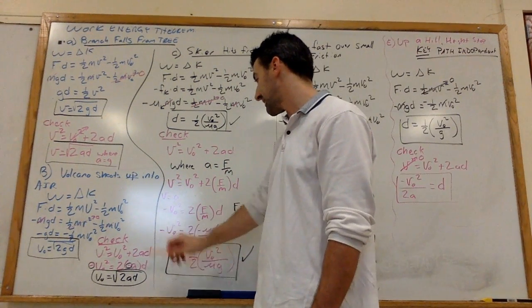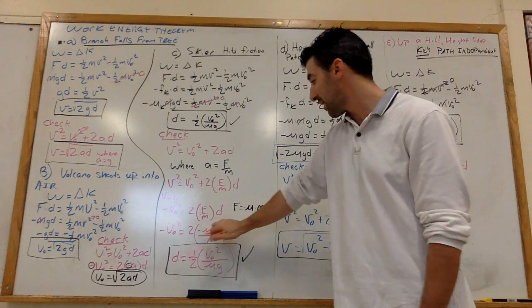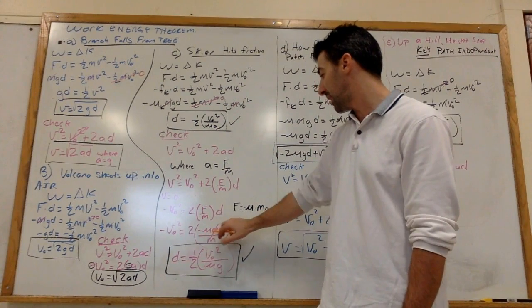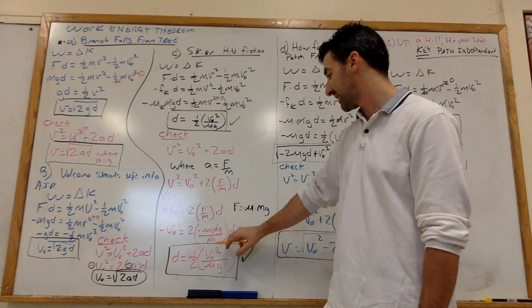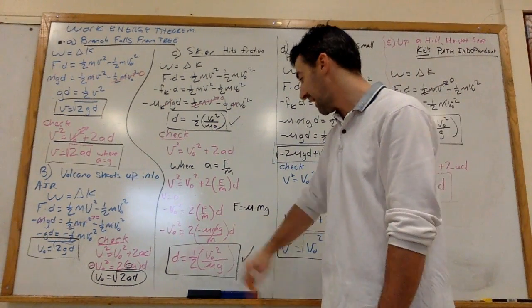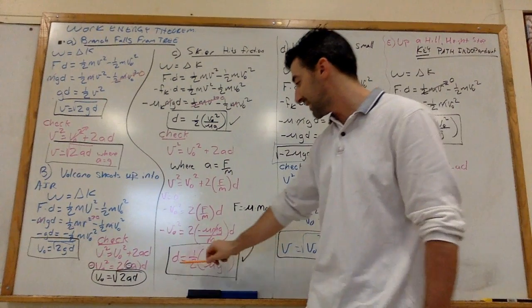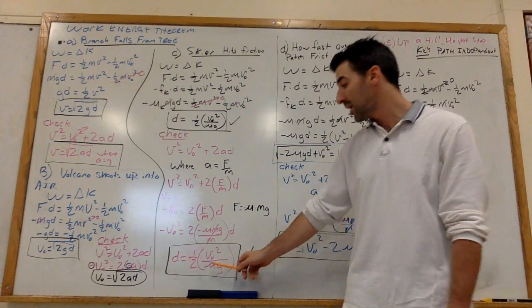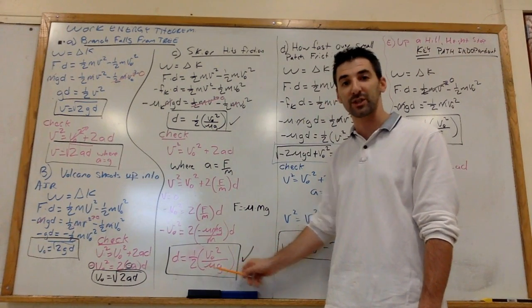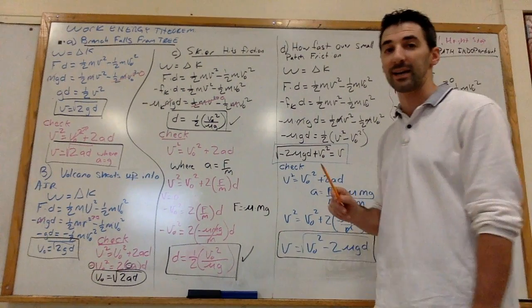Bring my initial velocity over, negative v naught squared equals 2 times my frictional force, negative mu mg, divided by my mass from my definition of acceleration, times the distance. I cancel out my masses. Rearrange my equation, and again, I have distance as 1/2 times the initial velocity squared over my coefficient of friction divided by gravity. Again, we can see both things check out.